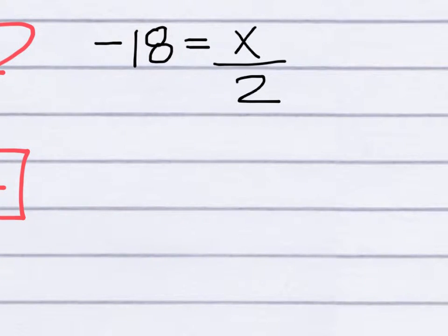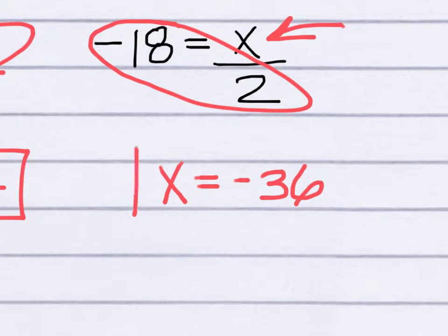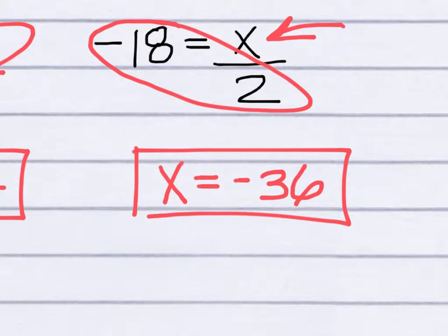Same thing for this one. Negative 18 equals x over 2. The x is on the right side, but it's still on top. So you can cross multiply here to get x equals a negative 36. Cross multiply when the x is on top.